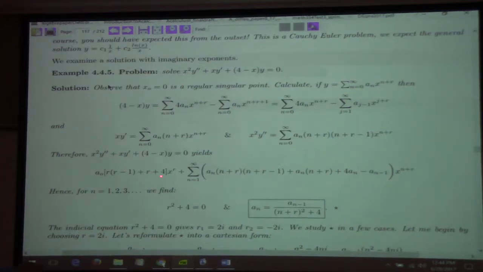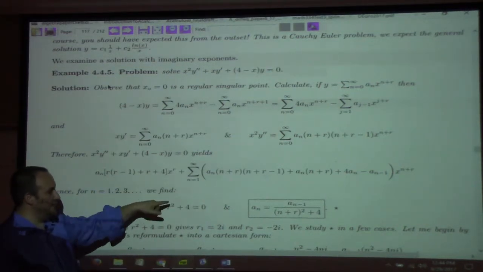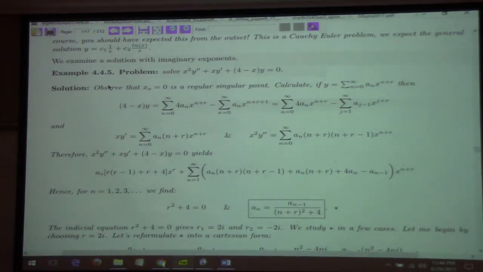So this time my indicial equation gives r squared minus r plus 4, aka r squared plus 4 equal to 0. So the indices here are plus or minus 2i. Right? But have courage, the method still works. But it's going to give us a complex solution.